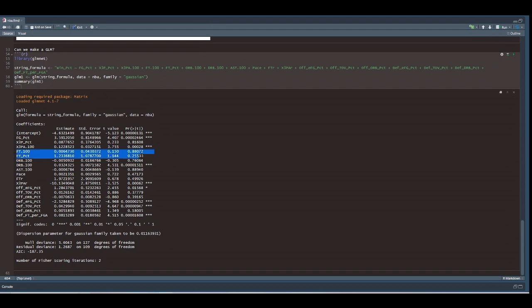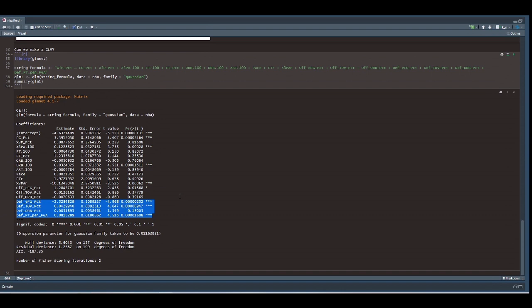Next, we have free throws and offensive rebounds, not significant. Defensive rebounds is significant. That corroborates our correlations from the scatter plots above. Assist pace and free throw per field goal, not significant. We looked at threes. Offensive effective field goal percentage is a little significant. And then all these defensive metrics are significant except for defensive rebounds, which we already had up here. So it's kind of conflicting there.